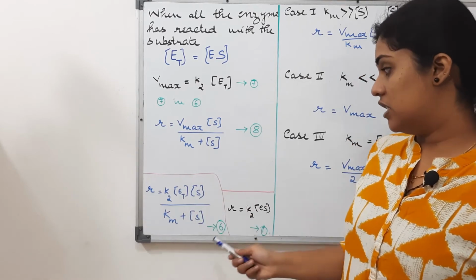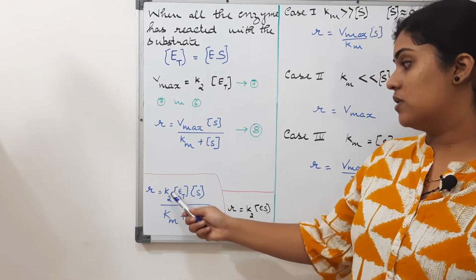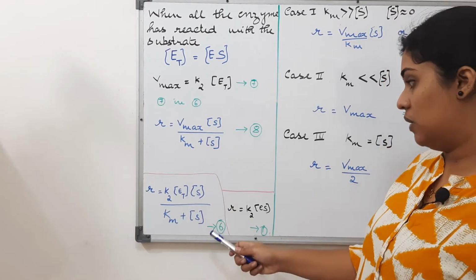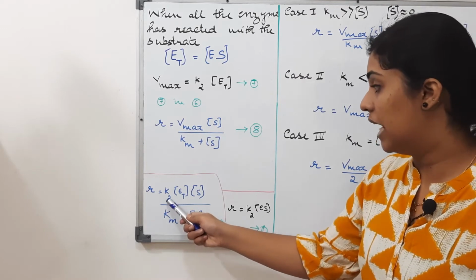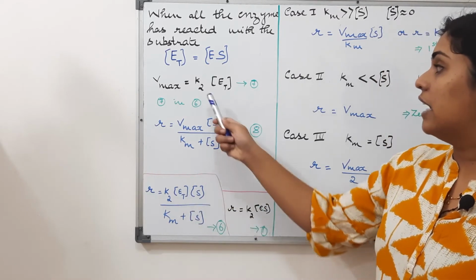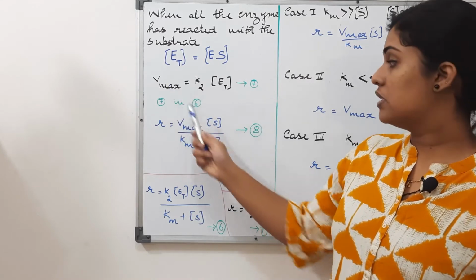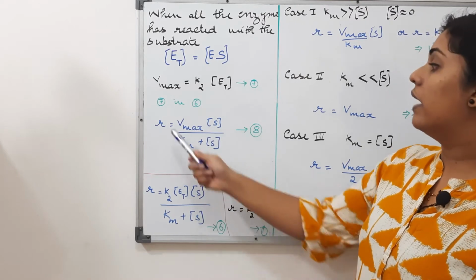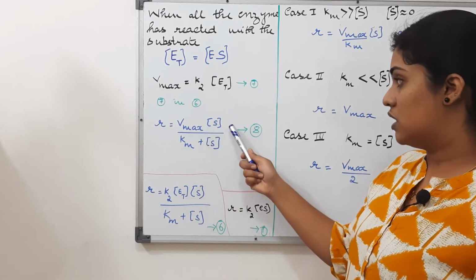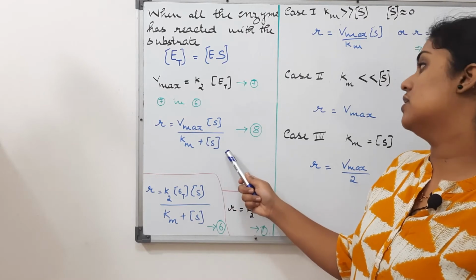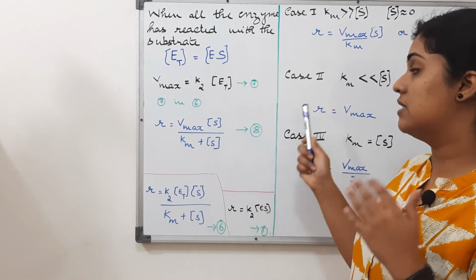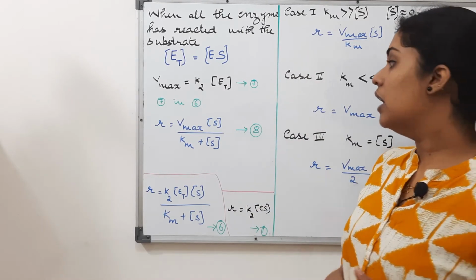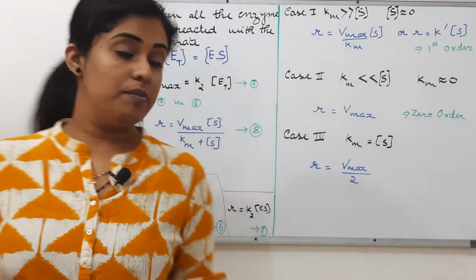Now from the Michaelis Menten equation, we had equation number 6, where rate was equal to K2 times ET times S by Km plus S. And in that we have the term K2 times ET, right? And K2 times ET is Vmax here. So you can just replace this K2 times ET in the Michaelis Menten equation with Vmax. So rate becomes equal to Vmax times concentration of substrate by Km plus substrate concentration. And this is equation number 8, and this is the rate when all of the enzyme has been reacted completely by the substrate. Okay. Now there are 3 different cases that you can consider from this particular equation.